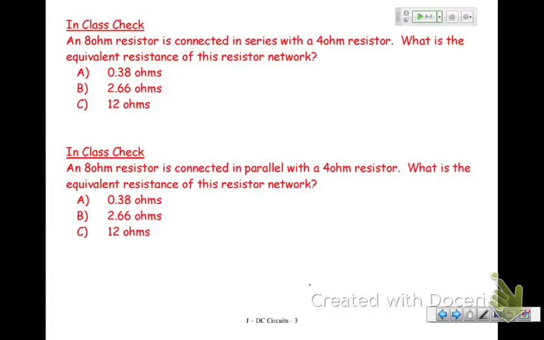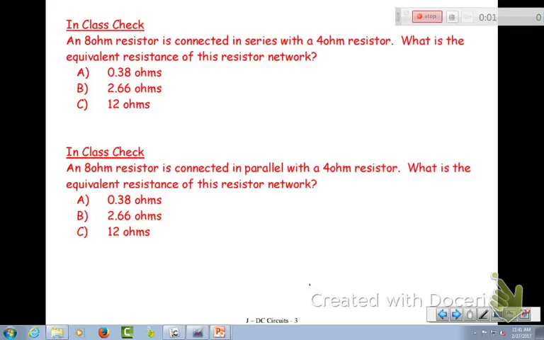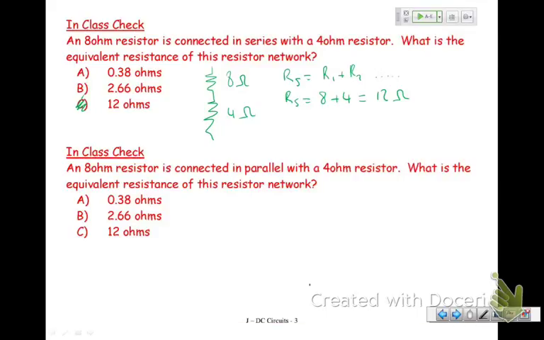So, okay. An 8 ohm resistor is connected in series with a 4 ohm resistor. What is the equivalent resistance of this resistor network? Can you do that one for me, please? Basically we have an 8 ohm resistor in series with a 4 ohm resistor, and R series equals R1 plus R2 plus ..., and we just put our numbers in and we get 12 ohms.